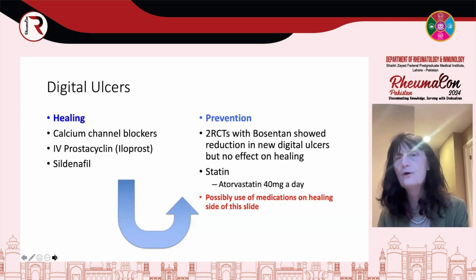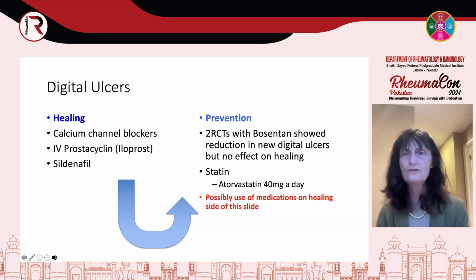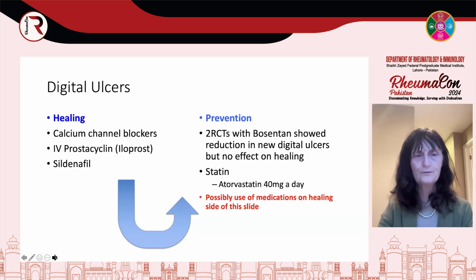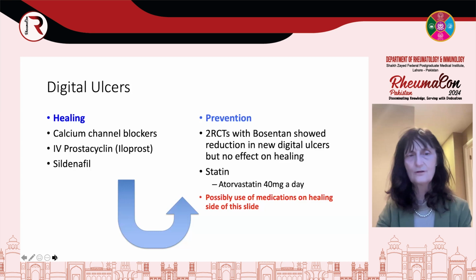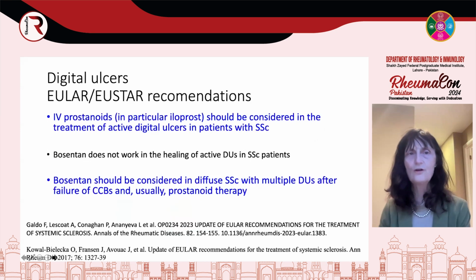It reduces new ulcers by about 30%. Moderate dose atorvastatin, 40 milligrams a day, in one randomized control trial also decreased new ulcers by about 30%. So statins are also inexpensive and you might want to consider them, but they're not part of any guidelines, just one trial saying in scleroderma they prevented new digital ulcers.